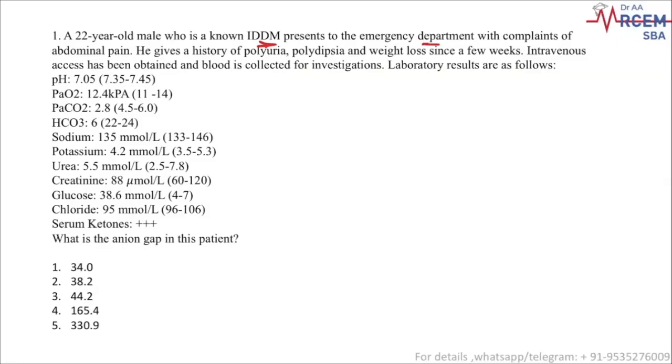Intravenous access has been obtained and blood is collected for investigations. Lab investigations they have given. They are just asking what is the anion gap in this patient. We have already learned about the anion gap, not in this chapter but in the previous chapters, if I'm not wrong in nephrology. In nephrology, we learned the formula for the anion gap.